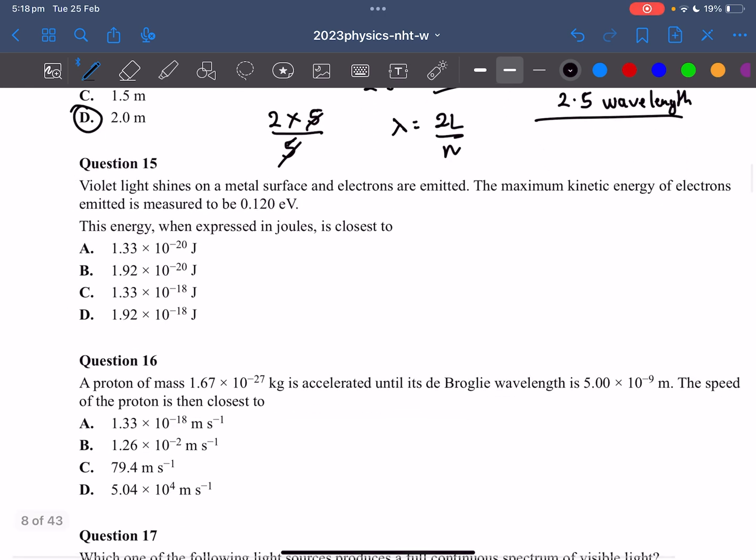So question 15, violet light shines on a metal surface and electrons are emitted. The maximum kinetic energy of electrons emitted is measured to be 0.12 eV. This energy, when expressed in joules, is closest to. So this is just a conversion question. We just have to multiply this by 1.6 times 10 to the negative 19, and we will get our answer. Let me just do that on my calculator. 0.12 times 1.6 times 10 to the negative 19 is 1.92 times 10 to the minus 20. Okay, option B.